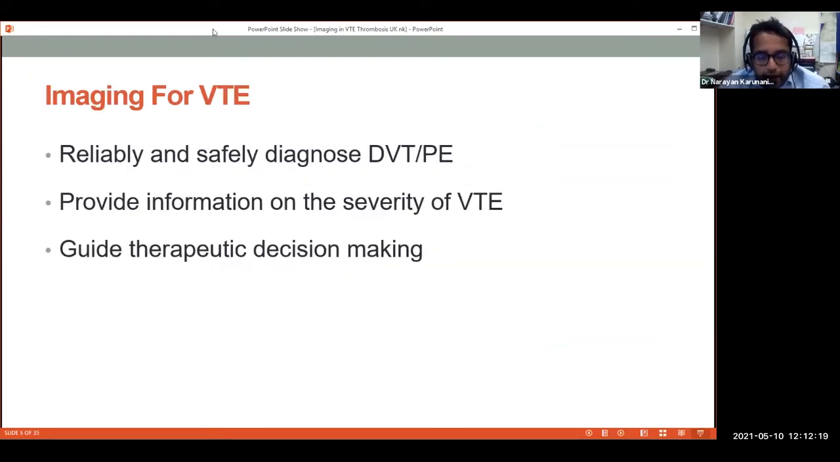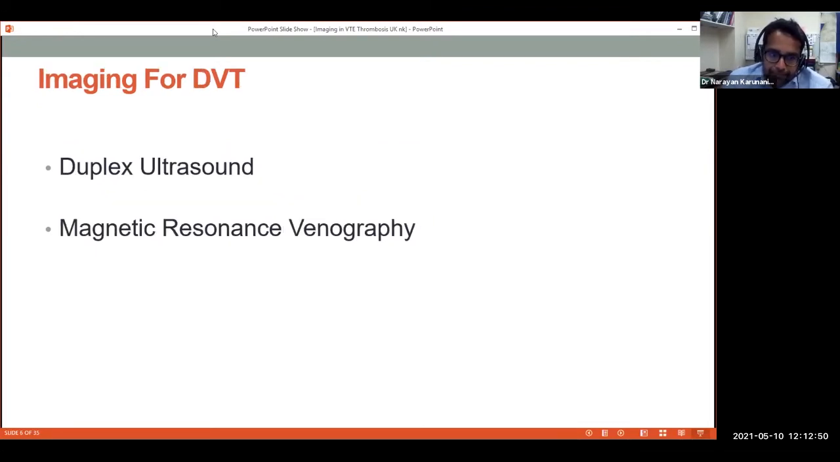So really the role where imaging plays sits in making sure we have a reliable and importantly safe way of diagnosing DVTs or PEs. But imaging goes beyond that. It really can help us now in providing information on the severity of venous thromboembolic disease and hence guide the therapeutic decision making that we need to go through when we diagnose a patient with a DVT or a PE.